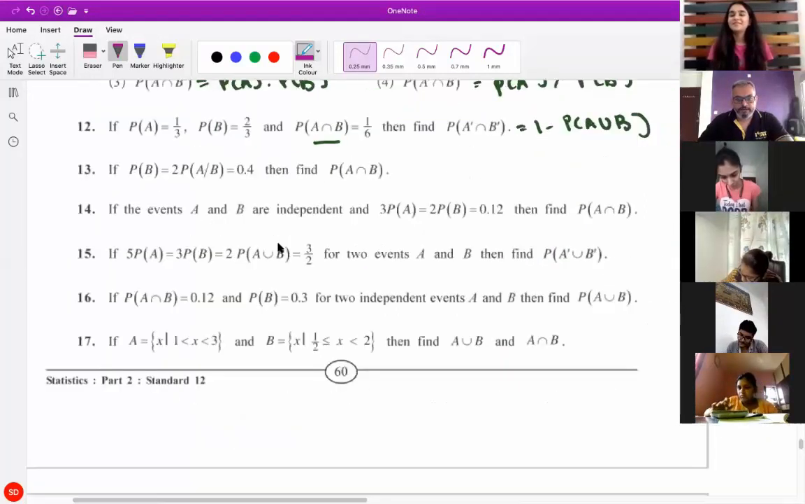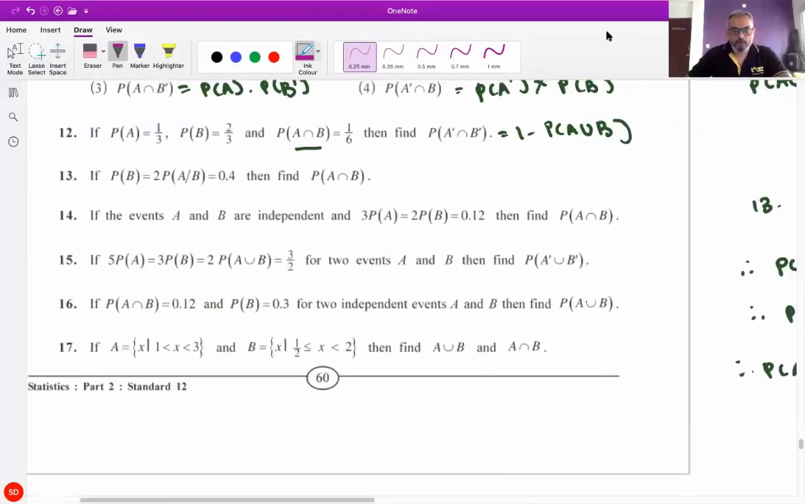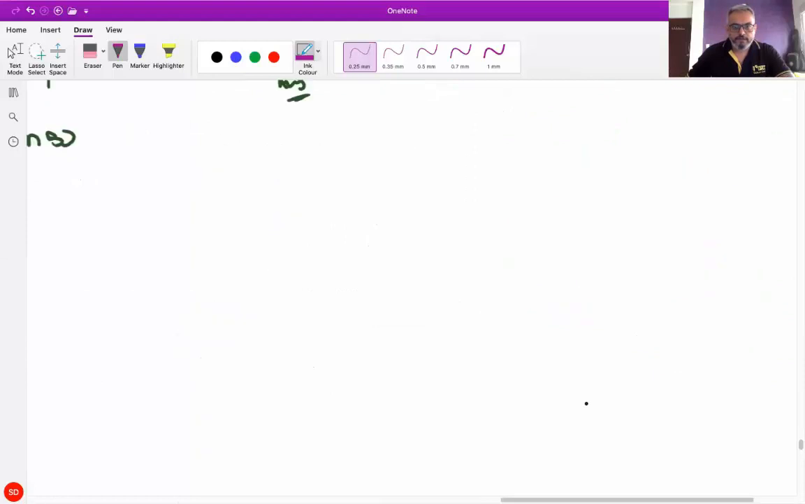Question number 14. Now over here, if the events A and B are independent and 3 P of A is equal to 2 P of B is equal to 0.12, then find P of A intersection B. Now since they are independent events, we know P of A intersection B is equal to P of A into P of B, so we have to find it. Now very simple.